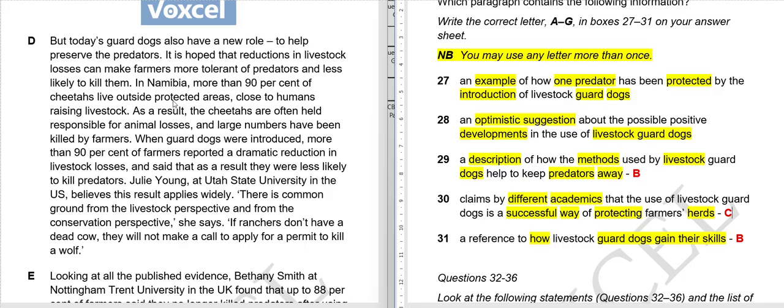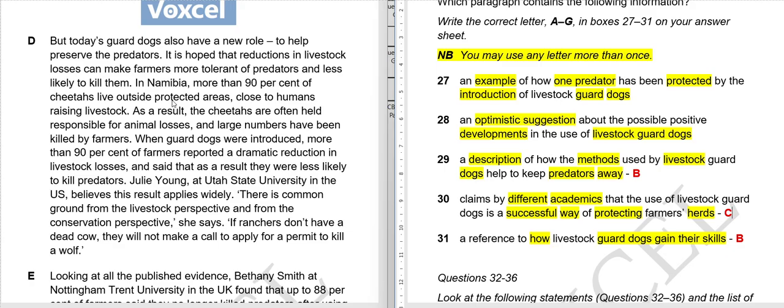It is hoped that the reduction in livestock losses can make farmers more tolerant of predators and less likely to kill them. In Namibia, more than 90% of cheetahs live outside protected areas close to humans raising livestock. As a result, the cheetahs are often held responsible for animal losses, and large numbers have been killed by farmers. When guard dogs were introduced, more than 90% of farmers reported a dramatic reduction in livestock losses and said that as a result they were less likely to kill predators.